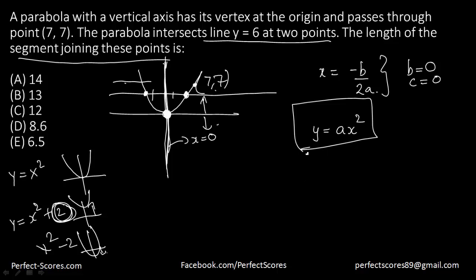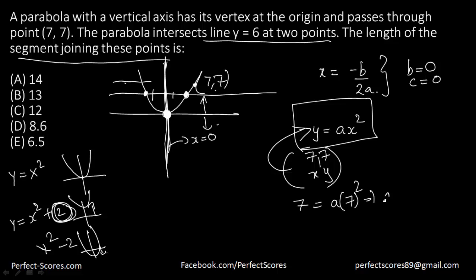And as you can see, 7 comma 7 passes through this function. I'm going to substitute 7 comma 7 here. 7, that is y, is equal to a into 7 square. That means a is equal to 1 over 7. That means the equation of the function is y is equal to x square over 7. That is the equation of the parabola.